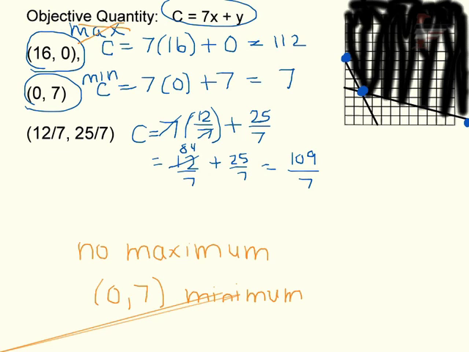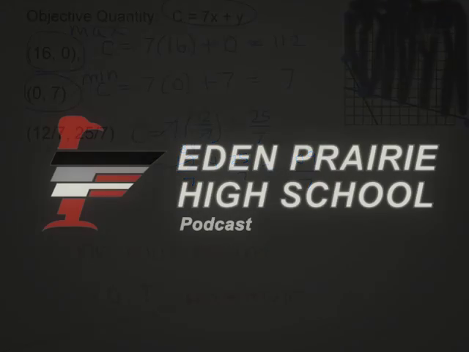So there is an example of an unbounded region versus a bounded region. Now, a lot of what you deal with in real life is bounded because your constraints make it that way, but not always.